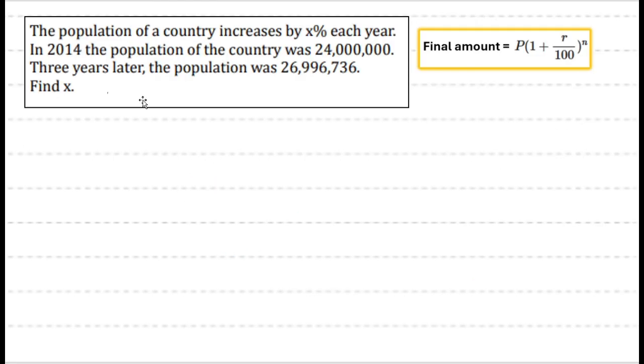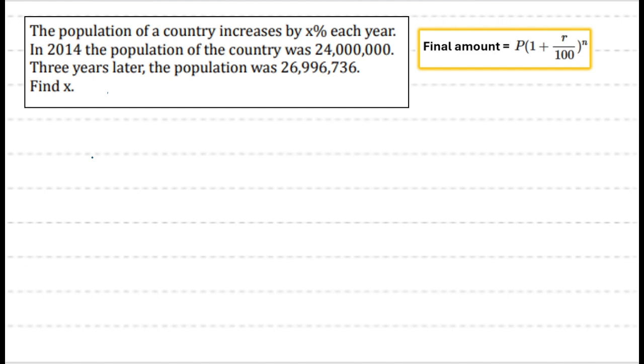The population of a country increases by X% each year. In 2014, the population of the country was 24 million. 3 years later, the population was 26,996,736. Find X.